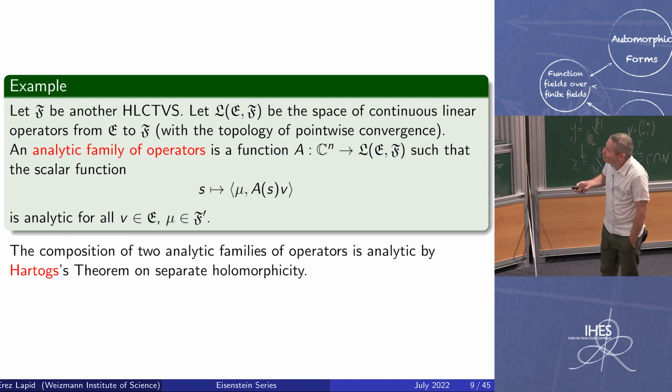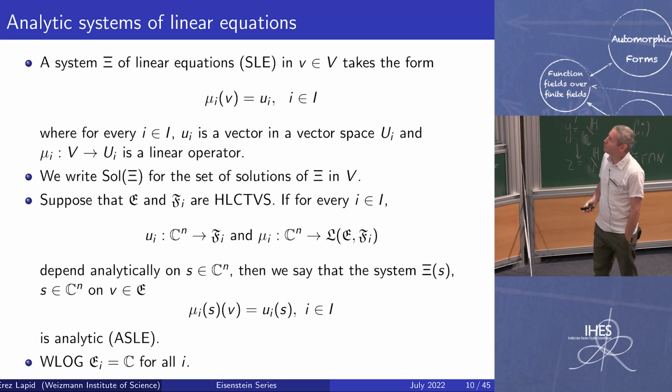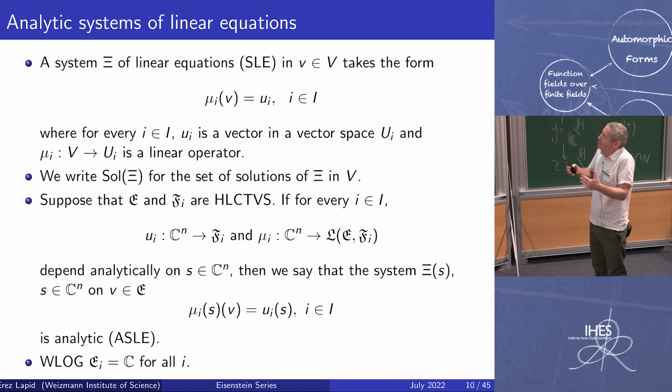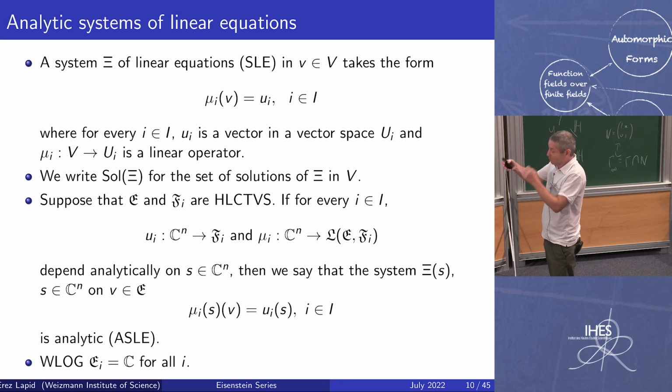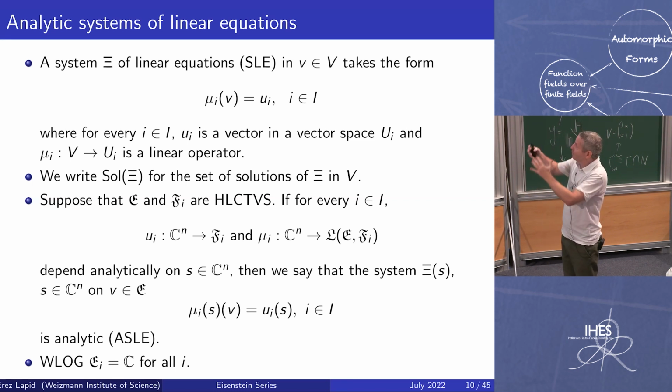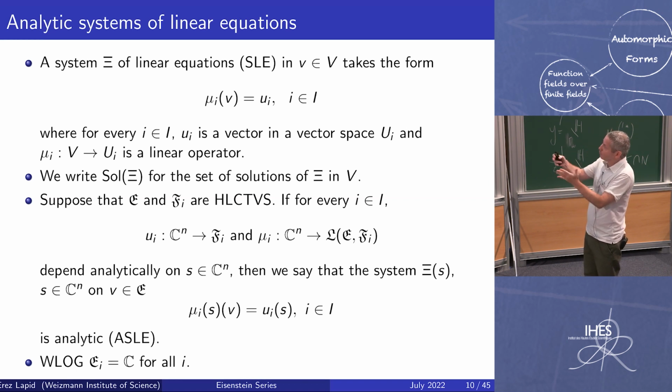And now we come to the notion, again an elementary notion, of analytic system of linear equations. So what is it all about? A system, we will present it just as some operator. So we have some set of indices I, and then mu_i is some operator from this space V where you want to solve your equation to some space U_i. And we write an equation like mu_i(v) = u_i, where u_i is some fixed vector. This is the non-homogeneous part.